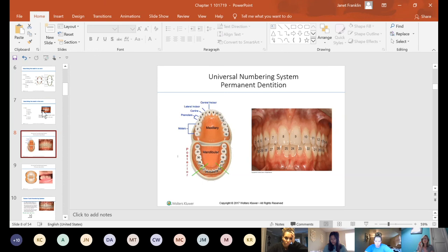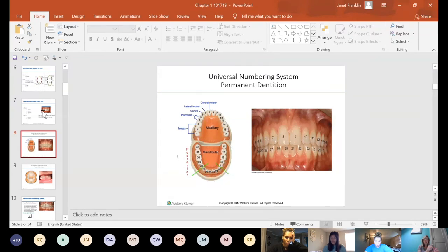What I tell most students to do, that's easiest when you're numbering, when we have a quiz or a test, the first thing you want to do is draw a little arch and put the numbers in. 1 through 16 on the top or maxillary, then 17 through 32 down on the mandibular. That way you will have the ability to look at it rather than trying to count in your head.